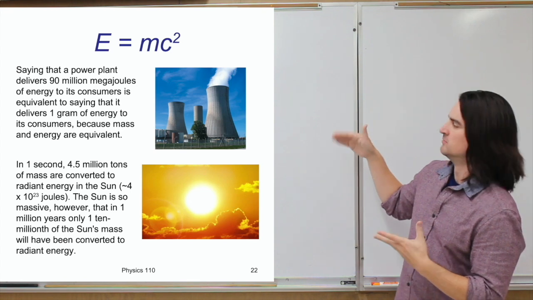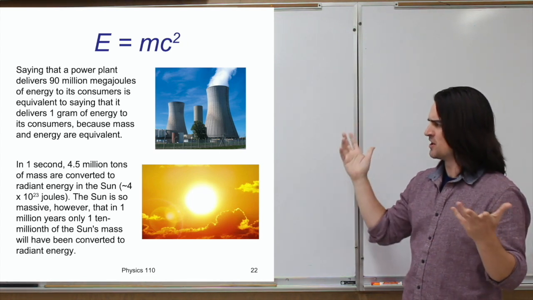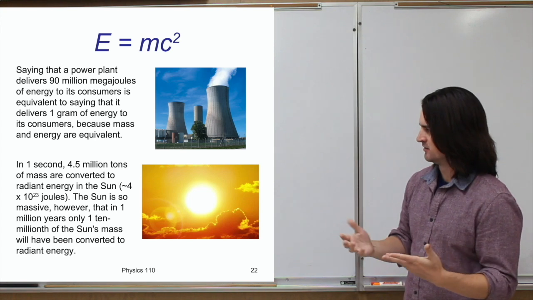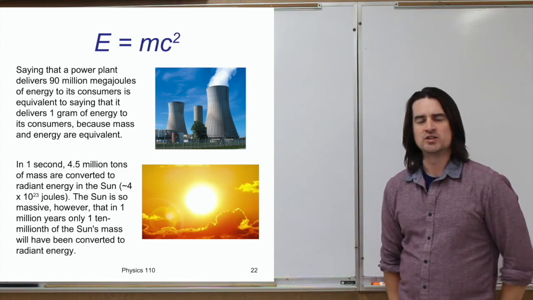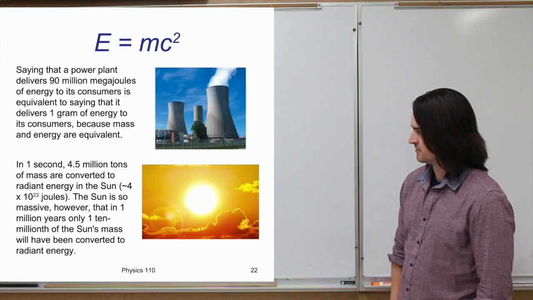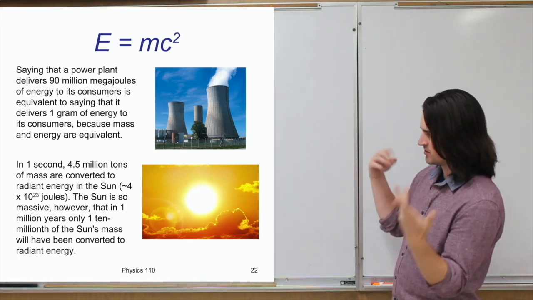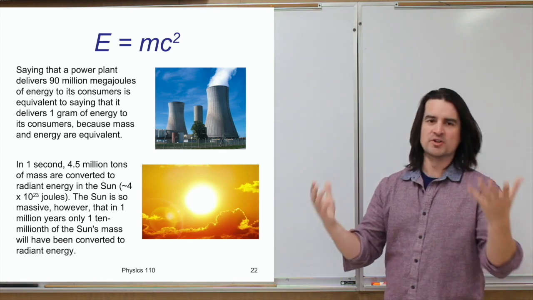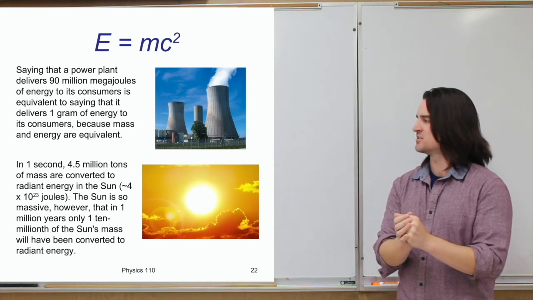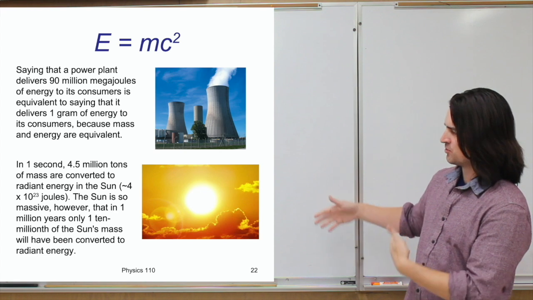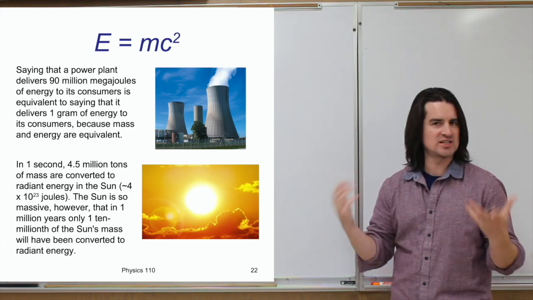In 1 second, the sun is converting 4.5 million tons of mass into energy. That's equivalent to something like a trillion trillion joules of energy. A ridiculous amount of energy every second. But the sun is incredibly massive. There's a whole bunch of mass there. So even though it's converting all of this mass every second, it has a whole bunch of mass, so it's not going to go out anytime soon. And it can produce an enormous amount of energy from that mass. In a million years, only a tenth of a millionth of the sun's mass is going to be converted to energy. So the sun's going to keep burning for billions of years.